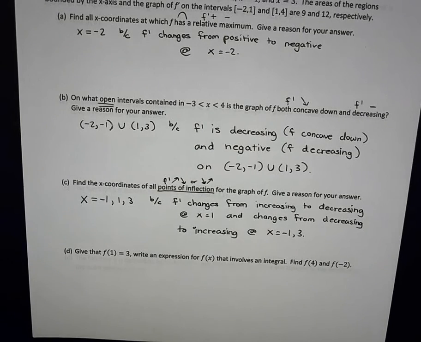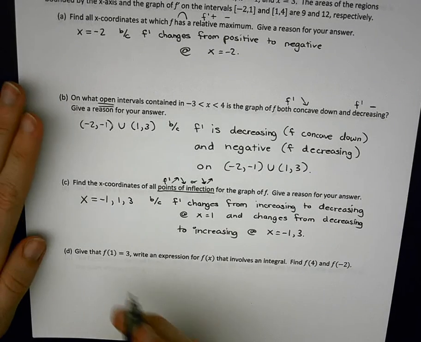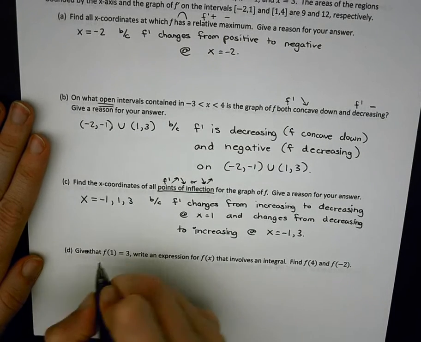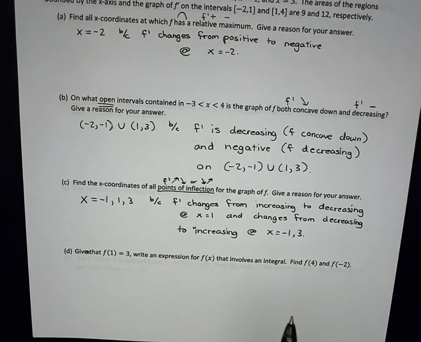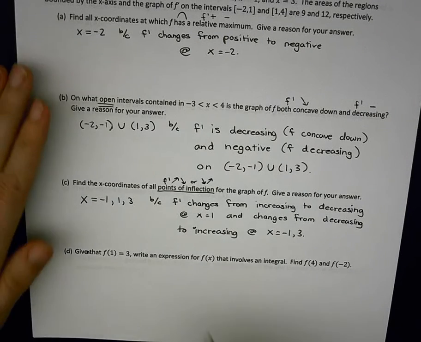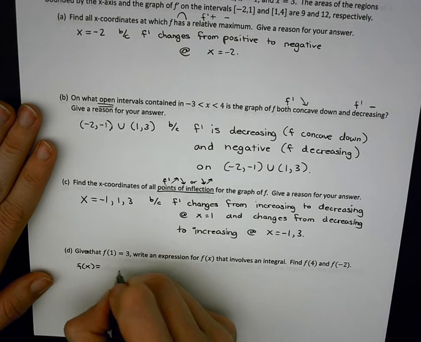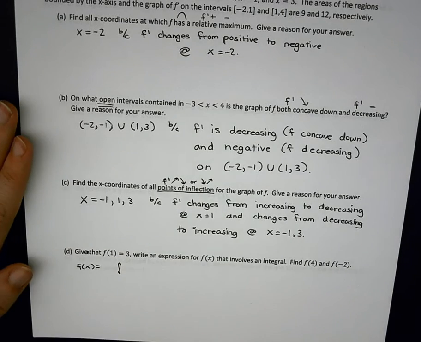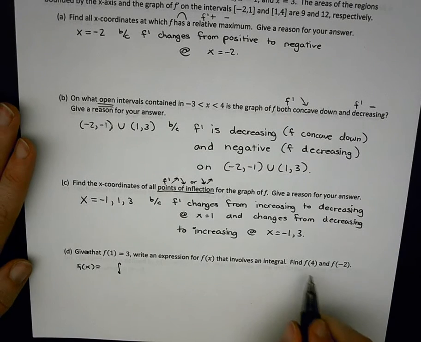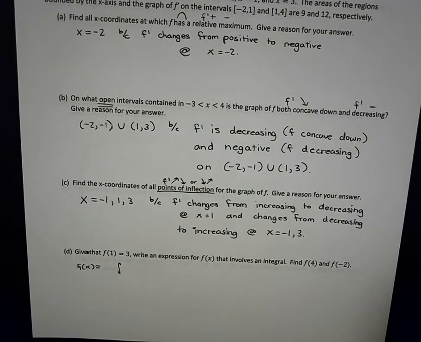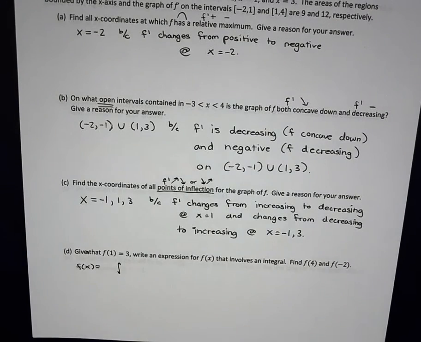In D here, it says given that f of 1 equals 3, write an expression for f of x that involves an integral, and then use that to find f of 4 and f of negative 2. So not only does this one come directly from your notes, ladies and gentlemen, they even give you a little bit of a help here, a hint, I should say, as to exactly how you're going to write this expression, exactly how you're going to find this f.